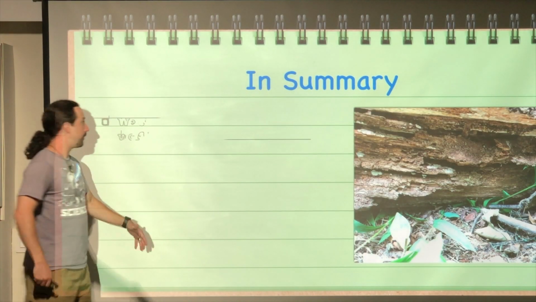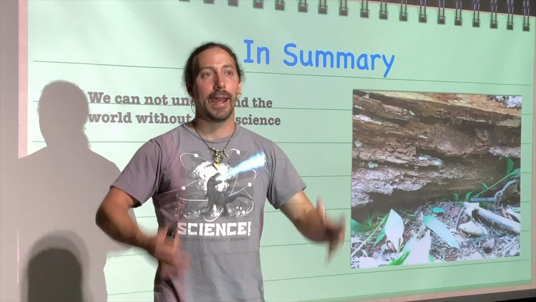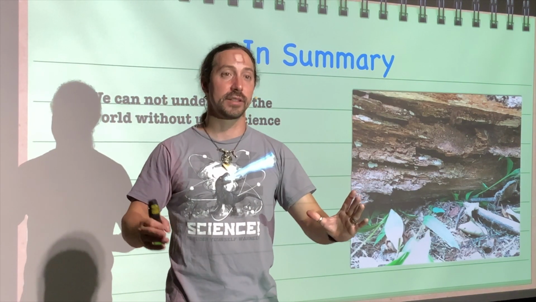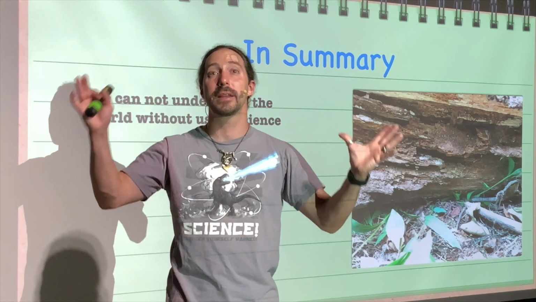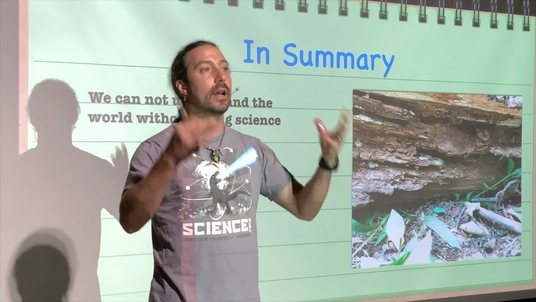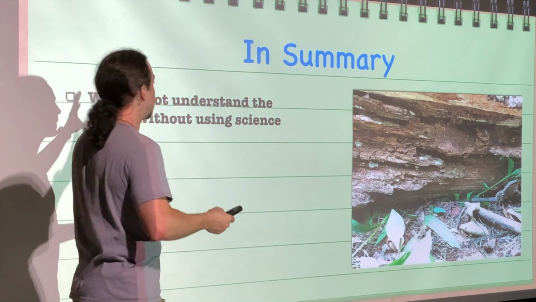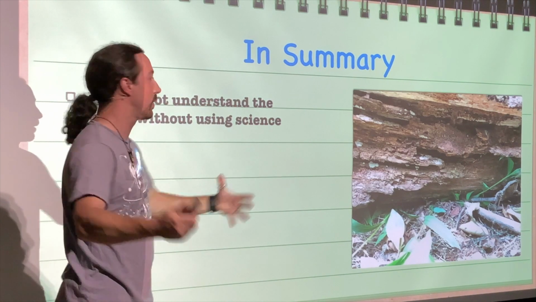So in summary, we can't understand the world without science. Science is all about understanding the world. Without science, we don't know anything about the world around us. And so it's extremely important for us, as we learn about things, to make sure that we are progressing and growing in every way. That's one of the huge keys about science. It's about understanding the world.